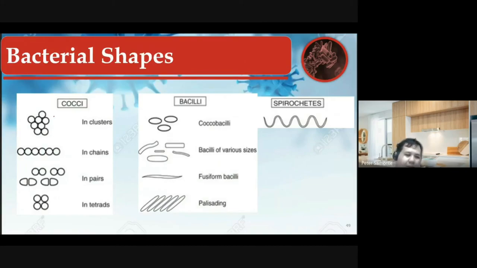So here's an example, class. Your cocci would come in clusters, kumpol-kumpol sila, madami. Cocci would appear in chains, in pairs, in tetrads. Now your so-called pleomorphic would be your coccobacilli. Then they would come in fusiform or palisading. So your palisading would be arranged in an orderly manner. Then you also have your spirochetes.